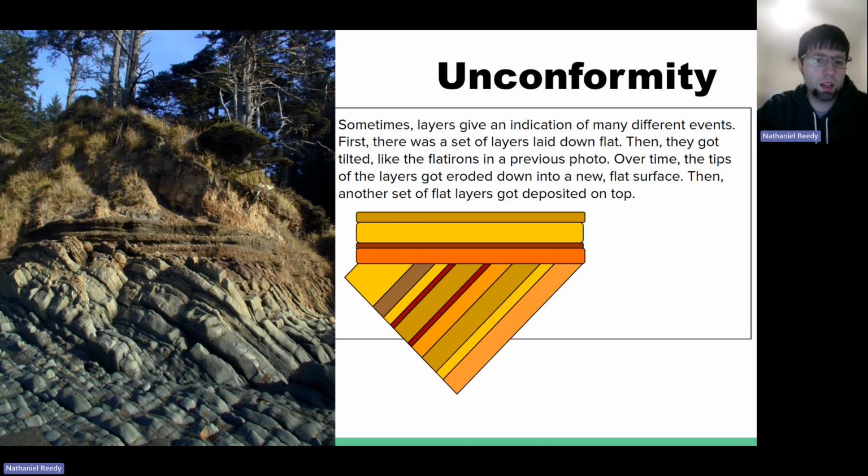And here's an example on the left, a photo where you can see this big tilt here, and then after the tilt, more layers were added on top. So the tilt came right before the deepest flat layer there.